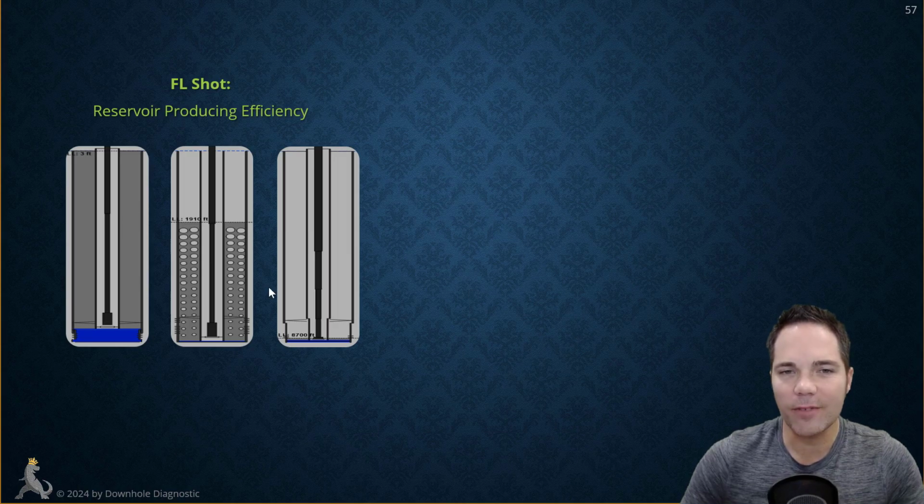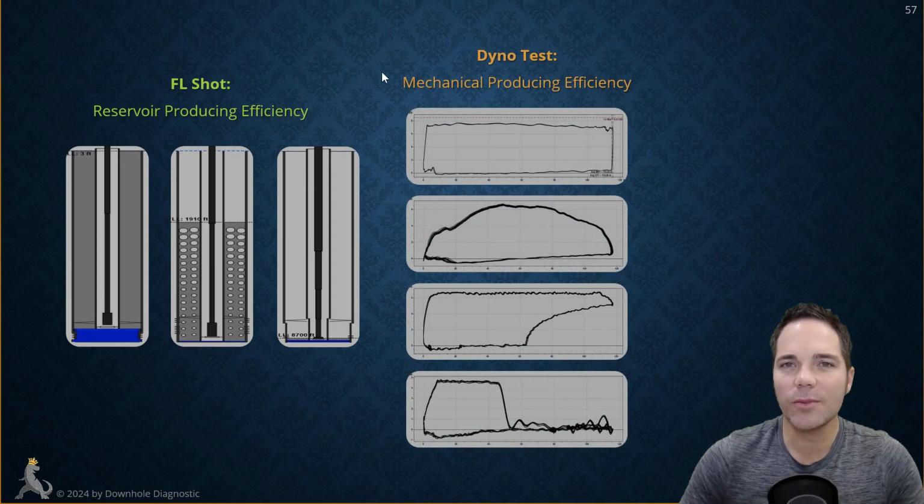And then you can get to the eventual state of pumped off. Okay, pumped off meaning the fluid level is at the pump intake, we have the lowest bottom hole pressure. It's primarily just going to be what our surface casing pressure is. And so as a result, we're getting the maximum production from that reservoir. It is the reservoir producing efficiency. That's what we're seeing from the fluid level shot. Now the dynamometer test will tell us the mechanical producing efficiency.